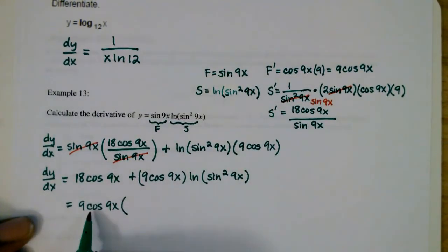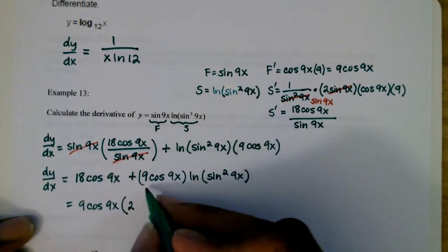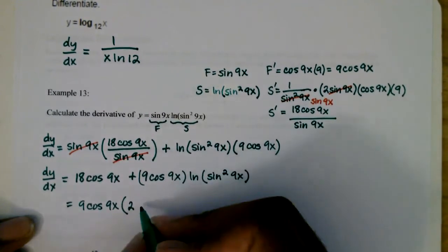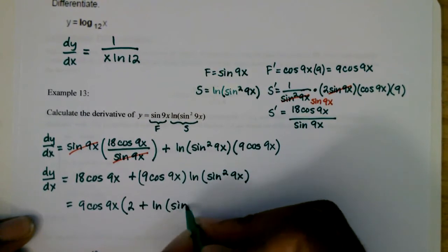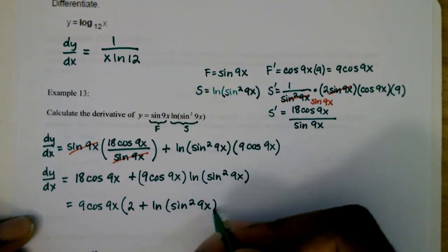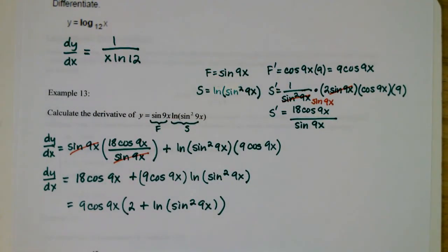And then when I do that, factor out the 9 in that 18, that's going to go 2 times. Cosine of 9x is already taken out. I've already factored out 9 cosine of 9x. I'll be left with plus ln sine squared of 9x. Okay. Now, again, it's all going to depend upon what my math lab wants or what your instructor wants for that final answer.